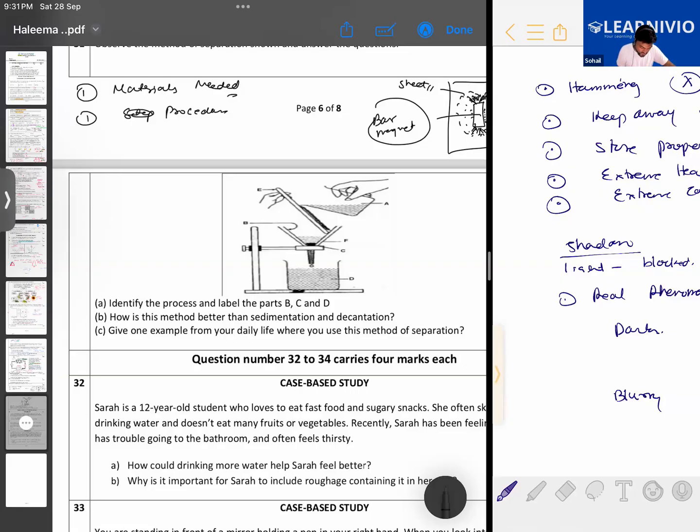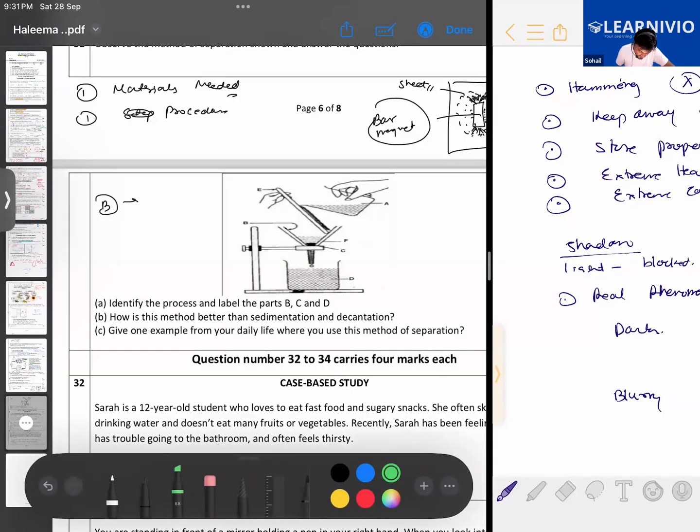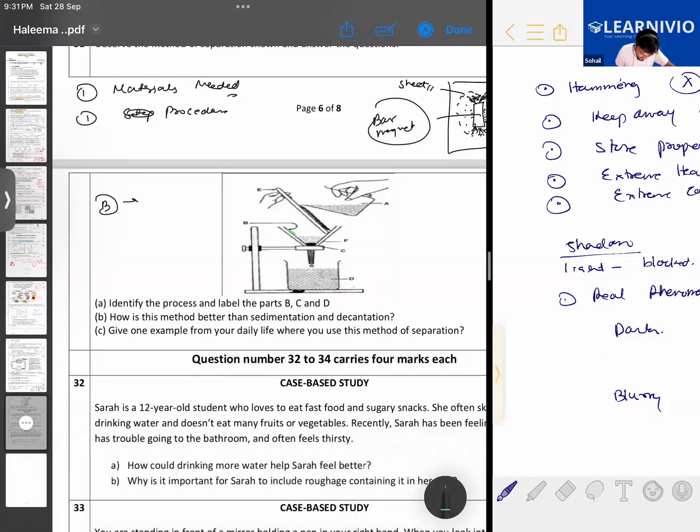By the way, if I zoom in clearly on B here, I didn't look at it properly. Actually, B here is the broad filter paper. So that is actually the filter paper. And C here is the funnel. Getting it now.